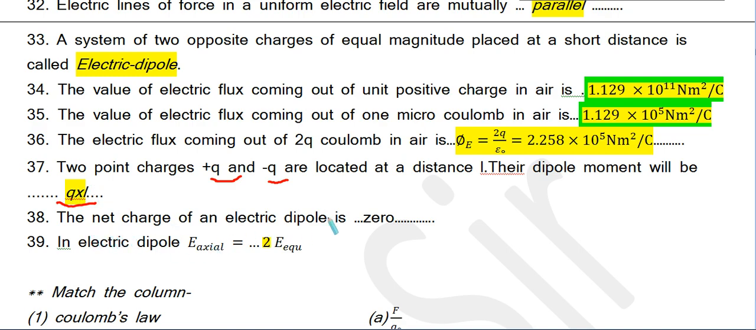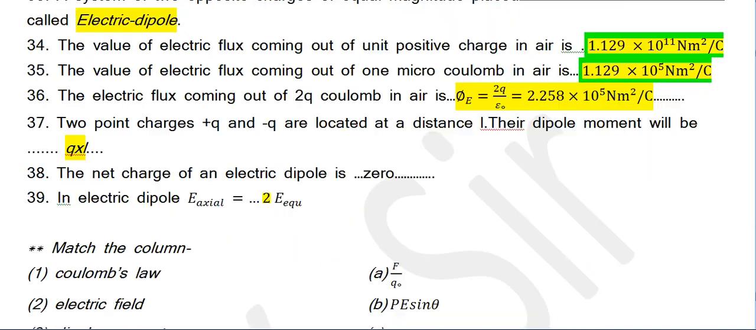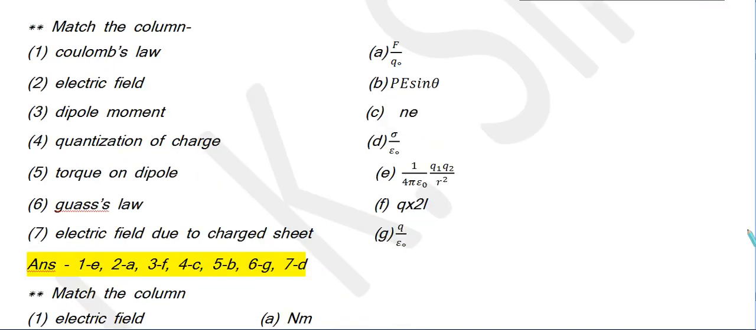The net charge of an electric dipole is 0. The electric field of a dipole at the axial position is equal to 2 times the electric field at the equatorial position. Now next question, this is the matching of columns.